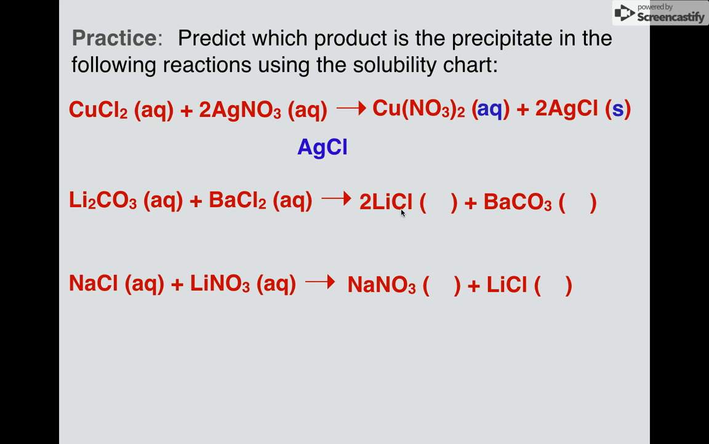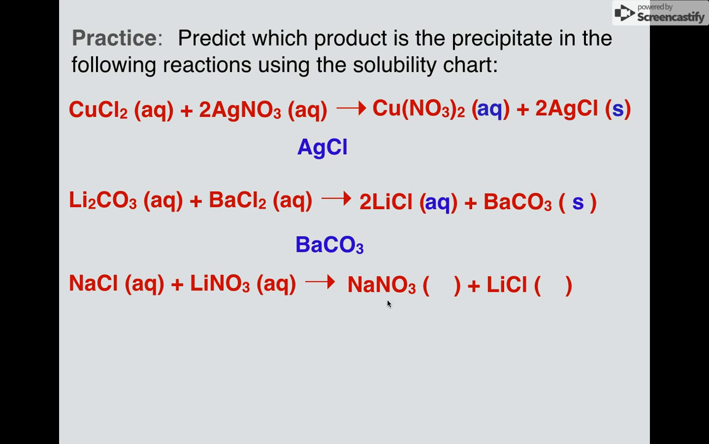So I've got lithium chloride, look it up on your solubility chart. Aqueous. What about this? Barium carbonate. Solid. So this is also a chemical reaction. If I were to mix these two things together, I would make this solid. And so barium carbonate is my precipitate.